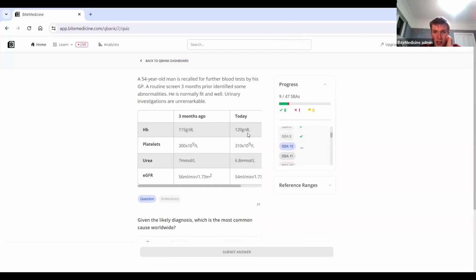Okie dokie, so we've got some bloods. A 54-year-old man is recalled for further blood tests by his GP. A routine screen 3 months prior identified some abnormalities. Jump into the question: given the likely diagnosis, what's the most common cause worldwide? Now, given that we know this is a kidney theme, straight away I'm jumping to this probably being a CKD case, and they want to know what's the most common cause.